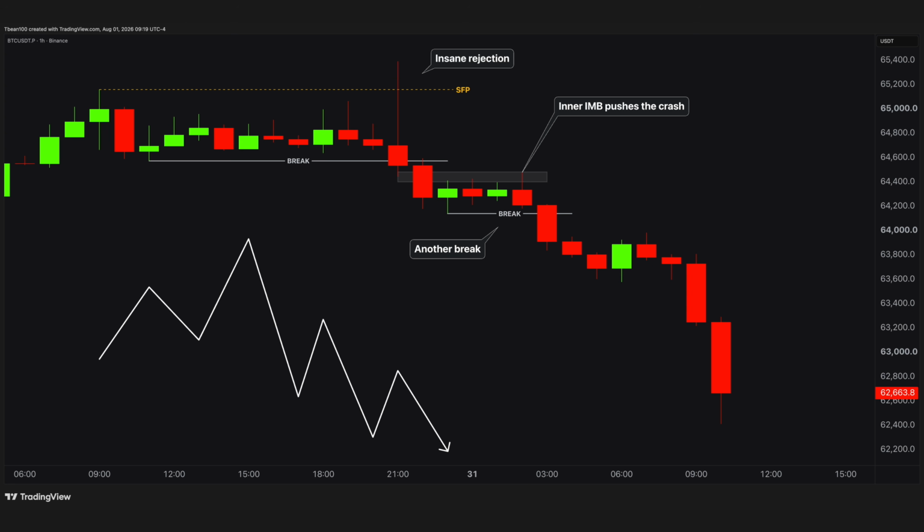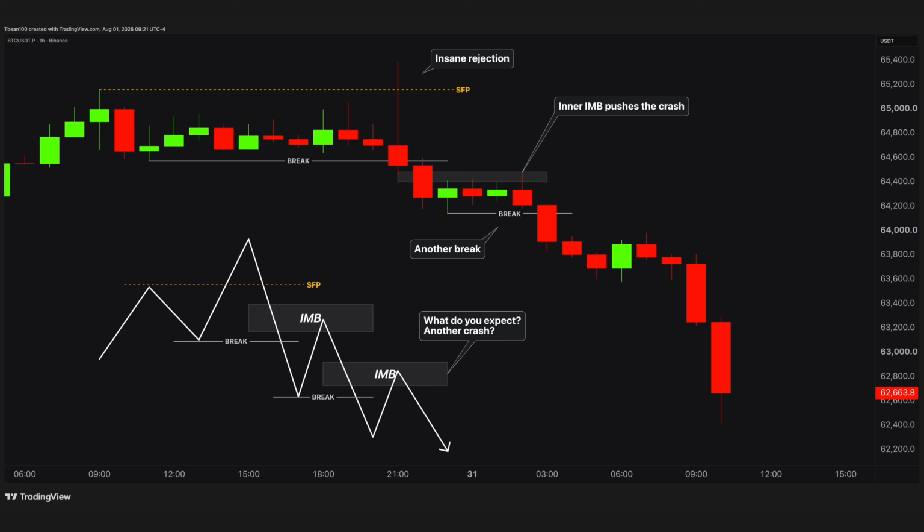You may question, what do I mean by this? I mean, this is actually a very simple idea. A swing failure pattern first, and then a strong break to the other side. After that, a small pullback to an imbalance, then a push from that imbalance, which causes the next break. So you see, this is actually a pattern.